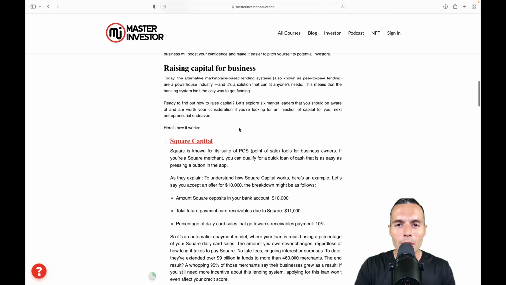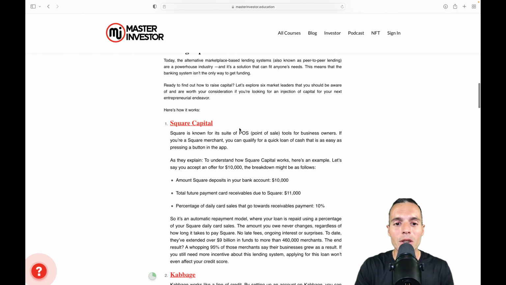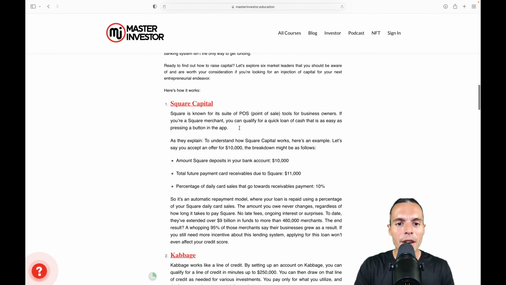Ready to find out how to raise capital? Let's explore 6 market leaders that you should be aware of and are worth your consideration if you are looking for an injection of capital for your next entrepreneurial endeavor. Here's how it works.